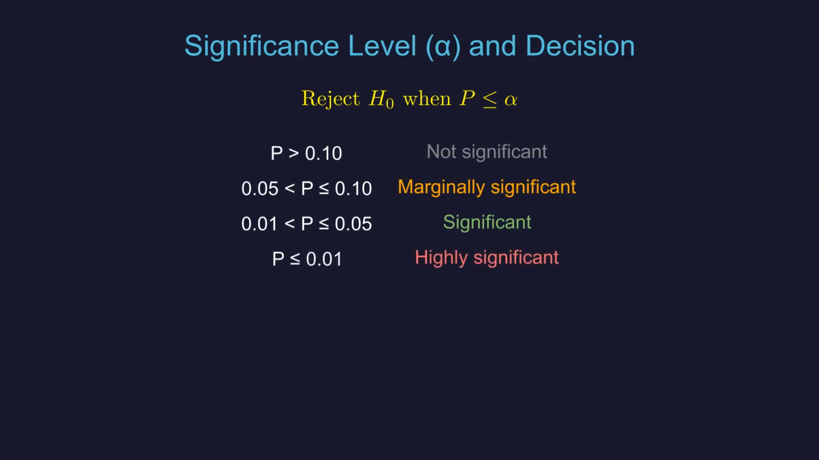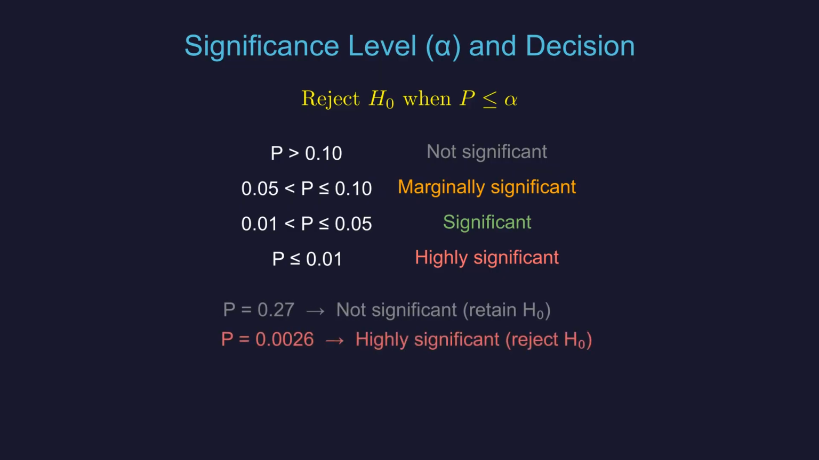How do we decide whether the evidence is strong enough? The decision rule is simple. Reject H naught when the p-value is less than or equal to alpha, our chosen significance level. Here are the conventions. A p-value above 0.1 is not significant. Between 0.05 and 0.1 is marginally significant. Between 0.01 and 0.05 is significant. And below 0.01 is highly significant.